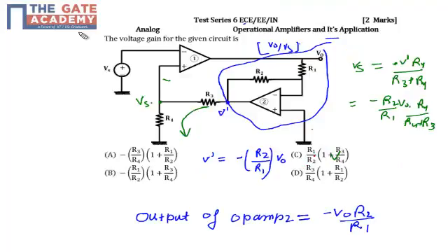So in this question, my correct option is option B, minus R1 by R2 times 1 plus R3 by R4. Option B is my answer.